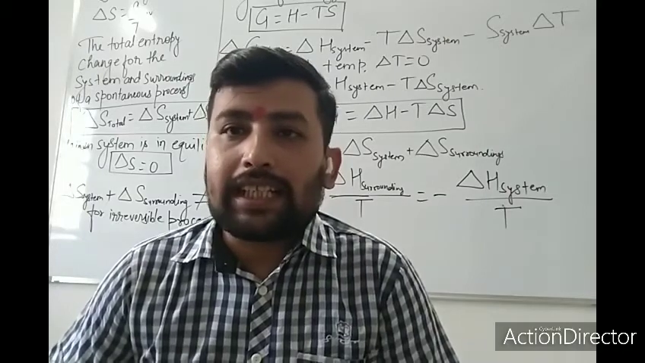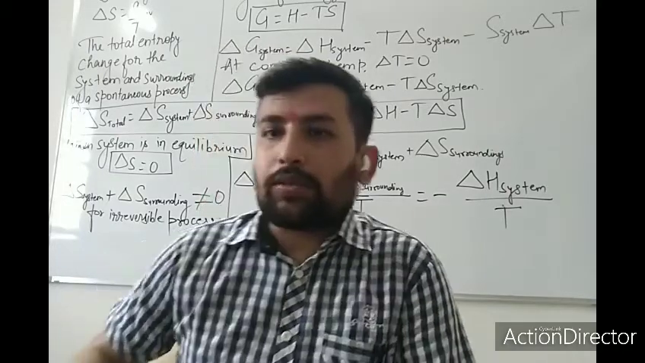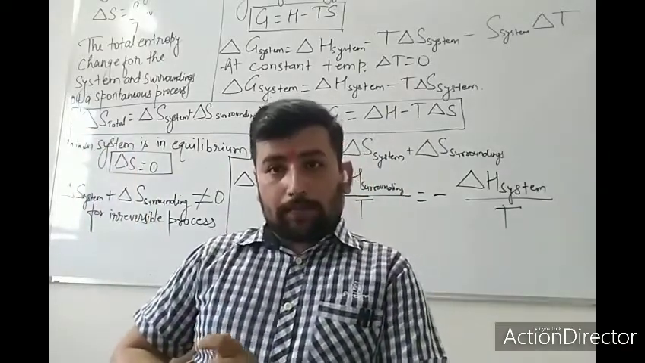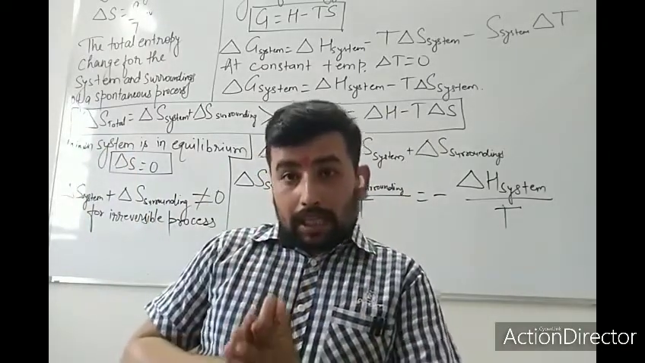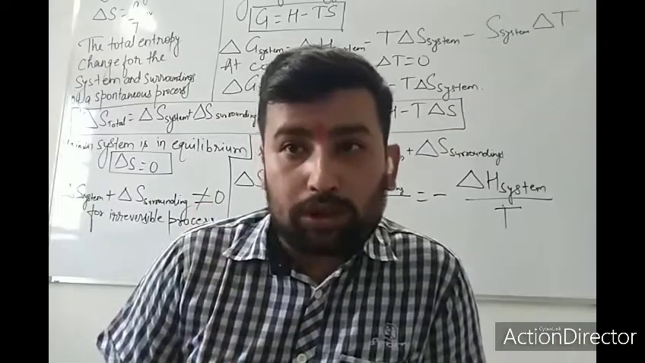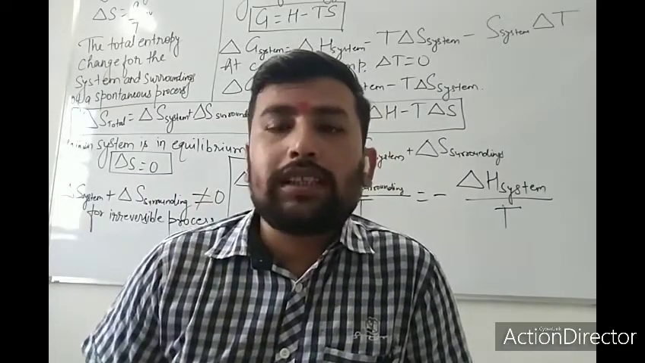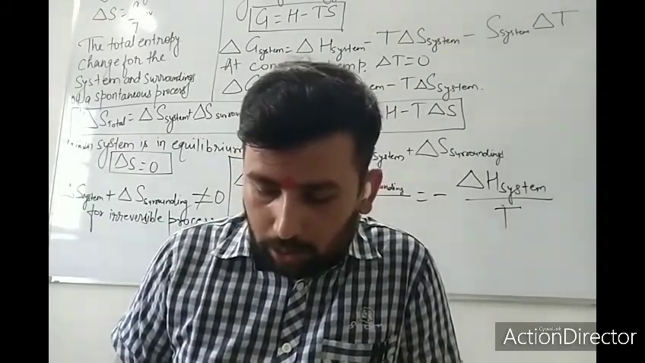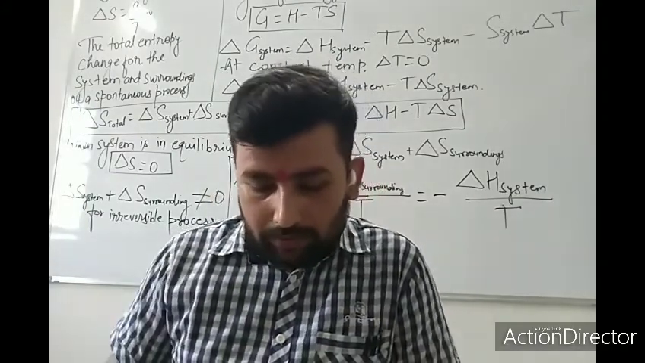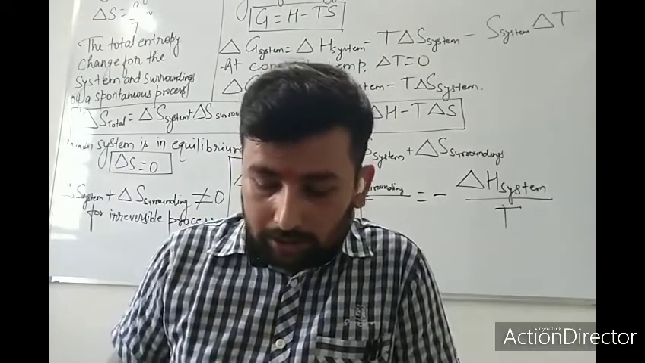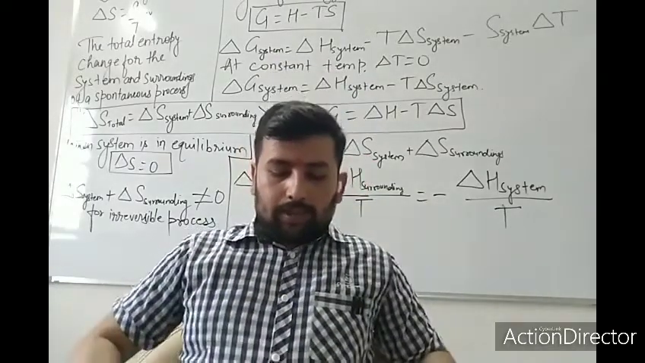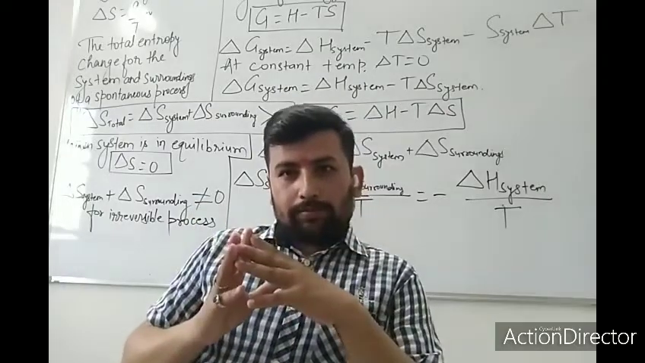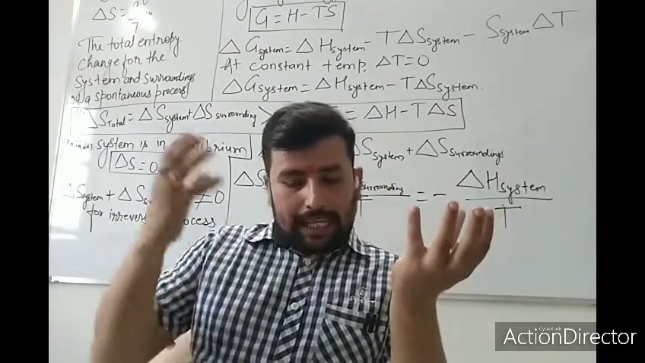What is delta S? That is the change in entropy. As you can see here, it's already written. But for the system and surrounding, it is not equal to 0, especially for an irreversible process. I hope in the previous video I have already discussed all these things, and you have heard and learned about these things, that the total entropy change means system and surrounding.